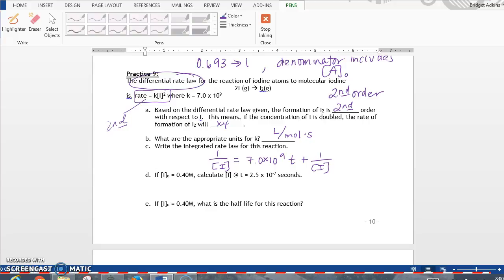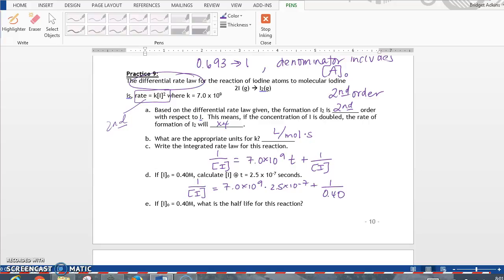So they say if the initial concentration is 0.4, calculate I after this many seconds. So again, since we're using time, we have to use that integrated rate law. So 1 over the concentration of I equals 7.0 times 10 to the 9th times time, so 2.5 times 10 to the negative 7, plus 1 over the concentration of 0.40.